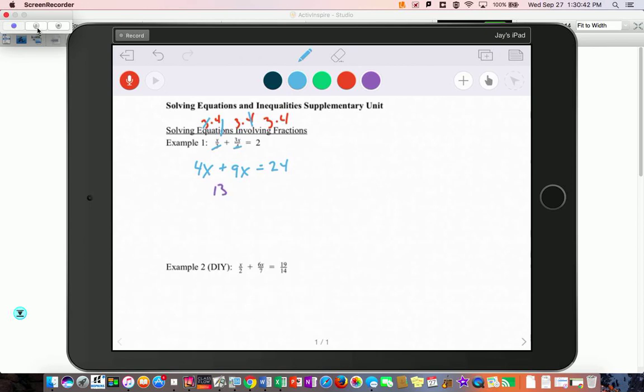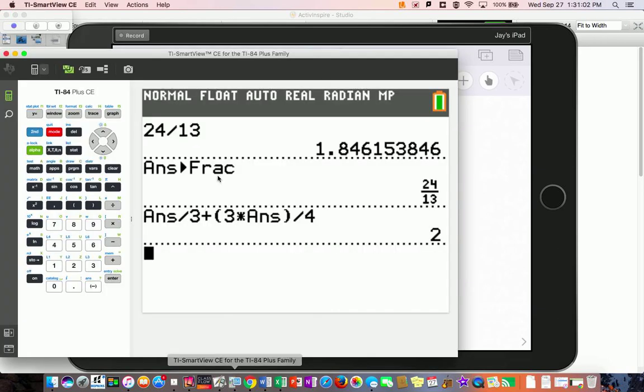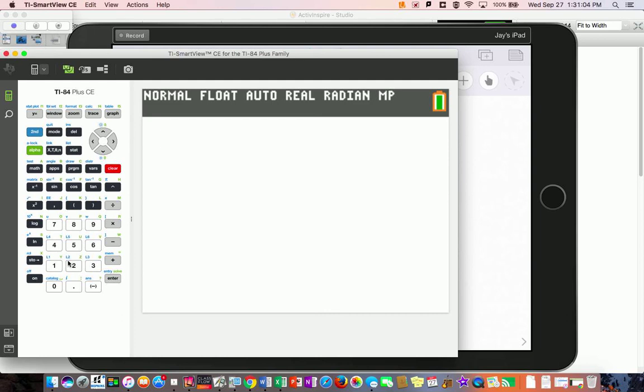And this adds up to 13x over here. Divide by 13. And x equals 24 over 13. Now that's kind of a strange number. So what we're going to do is plug that into our calculator just to make sure that it's working. So one of the ways we can do this is if I type in 24 divided by 13, it's not a very nice decimal, so that would be really hard to type in every time.